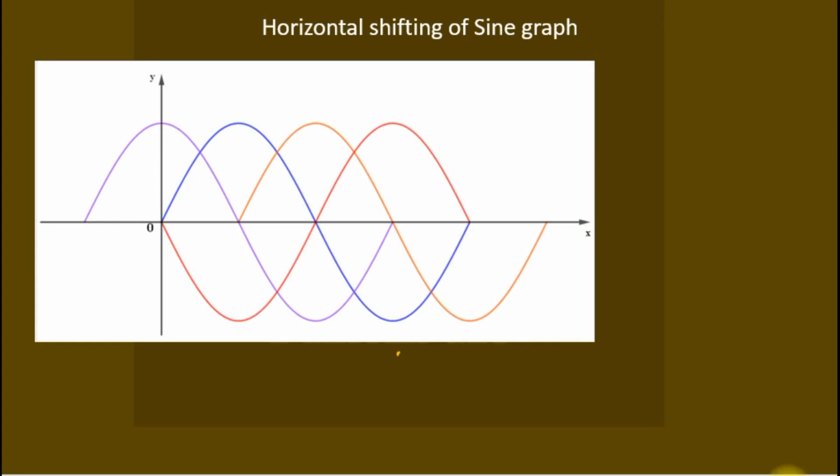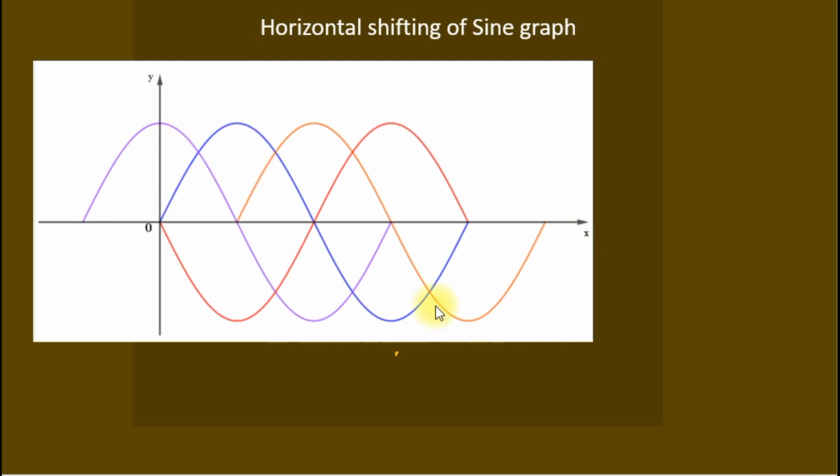Okay, welcome back. We're on horizontal shifting of sine graph. It's possible you might be given a graph of a sine function and you're asked to find the function, the exact function. So the function will be within these four graphs. The parent graph is the blue one.